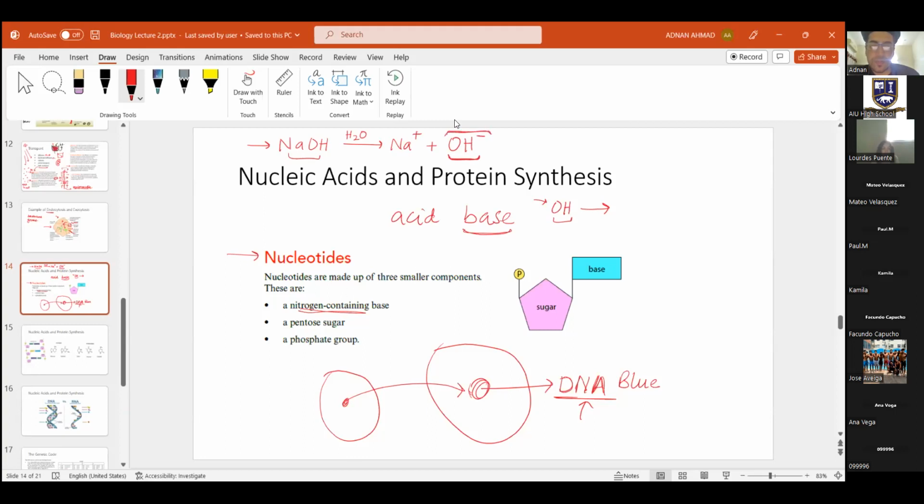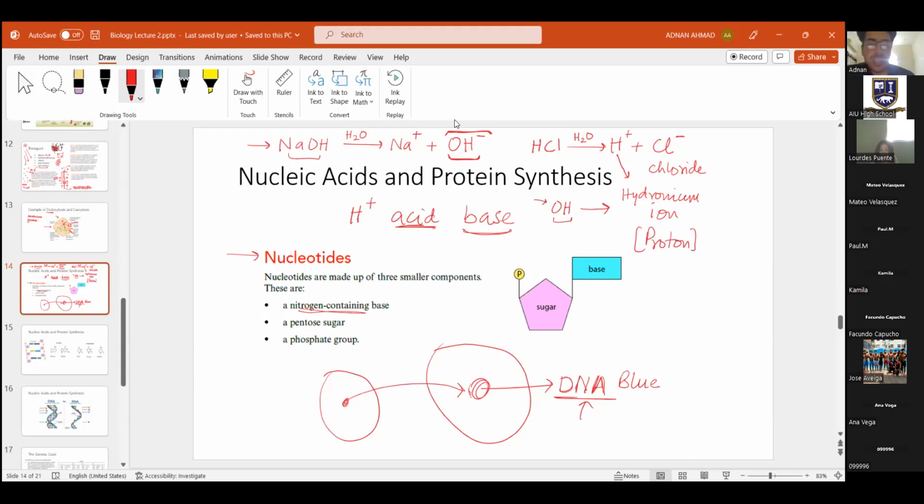Okay, and what is an acid? An acid is something that produces hydrogen ions. For example, HCl is an acid. If you mix it in water, it will split into H+ and Cl-, chloride. The H+ is called a hydronium ion, or simply a proton. So this is an acid.